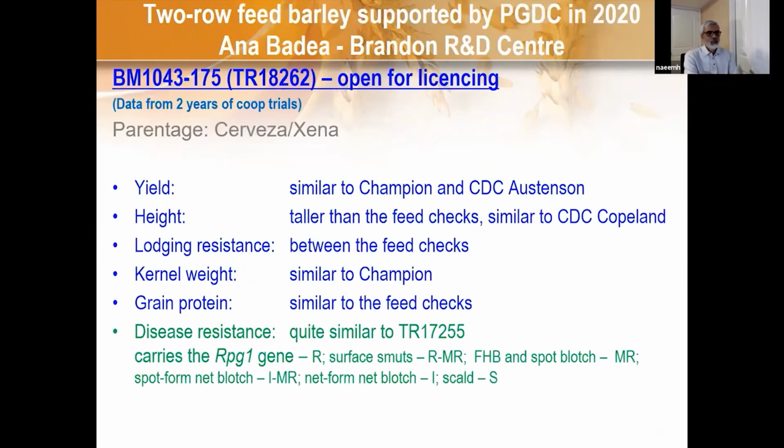The other line approved at the PGDC meeting last year is TR18262. It's a feed barley. Its agronomic aspects are fairly similar to TR17255, and it also offers a very good rust resistance package.